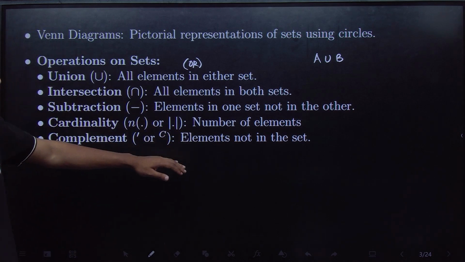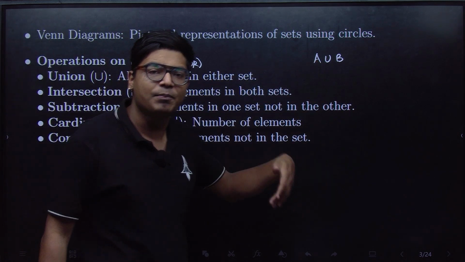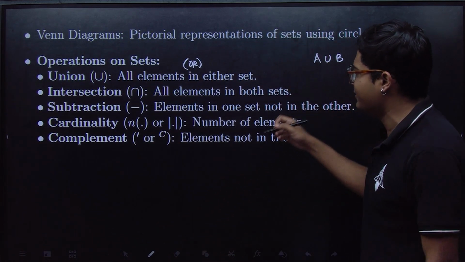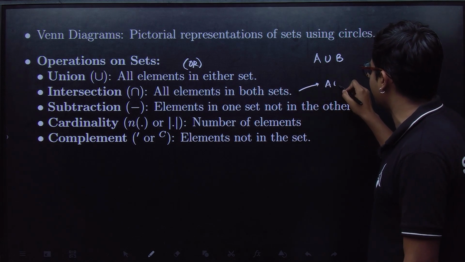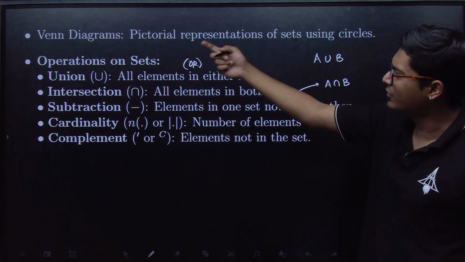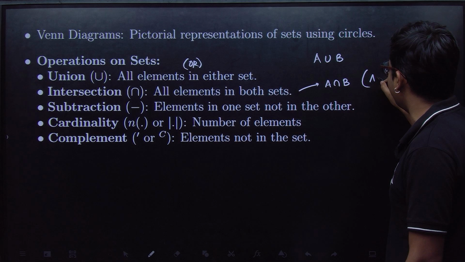Similarly, intersection is the elements which are present inside both the sets, okay? So whatever the common elements are, you'll get that if you take the intersection of these two sets, okay? So as you can see, union is OR, intersection is basically AND, right?